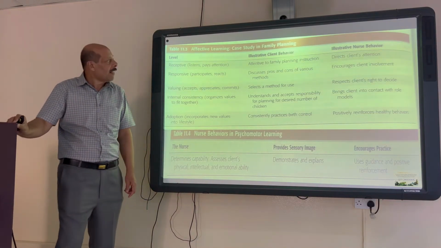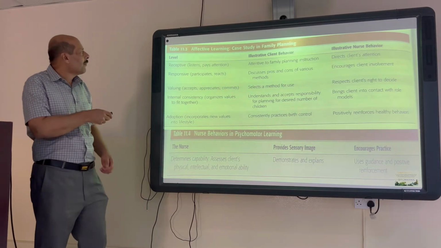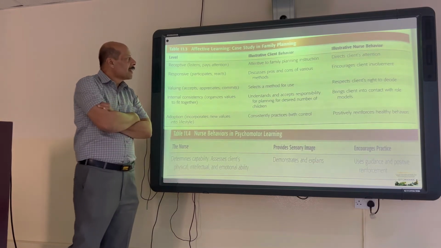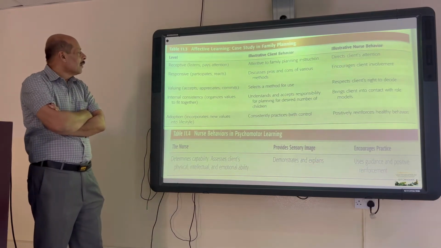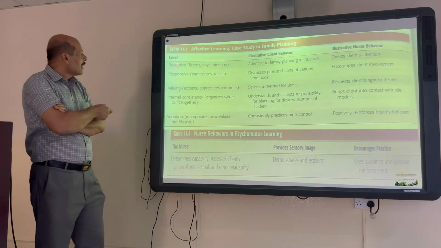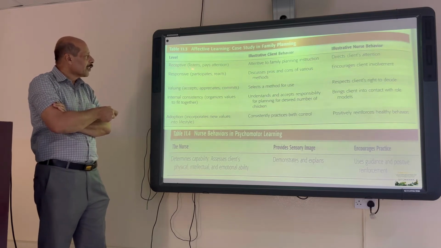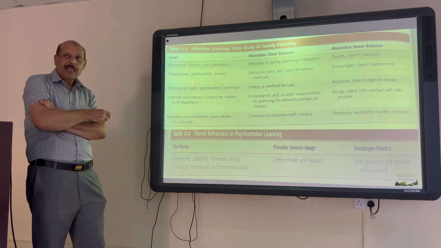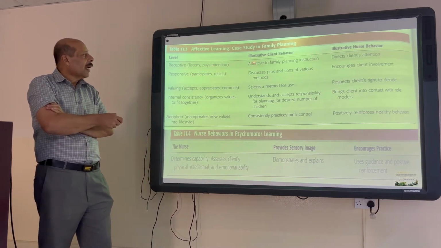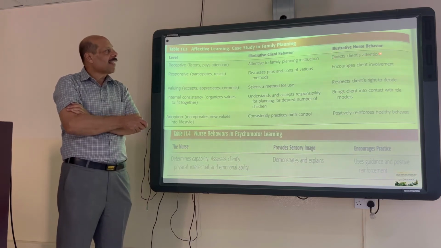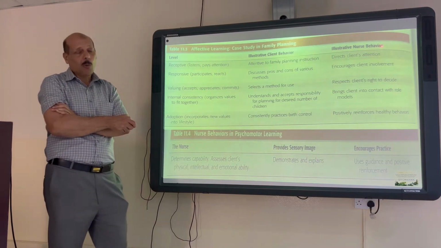The other domain is the affective learning, and here is a case study of family planning. The first level is perception, which is listen, pay attention. This is the attitude. Attentive to family planning instruction from the nurse, direct the client attitude toward the session.